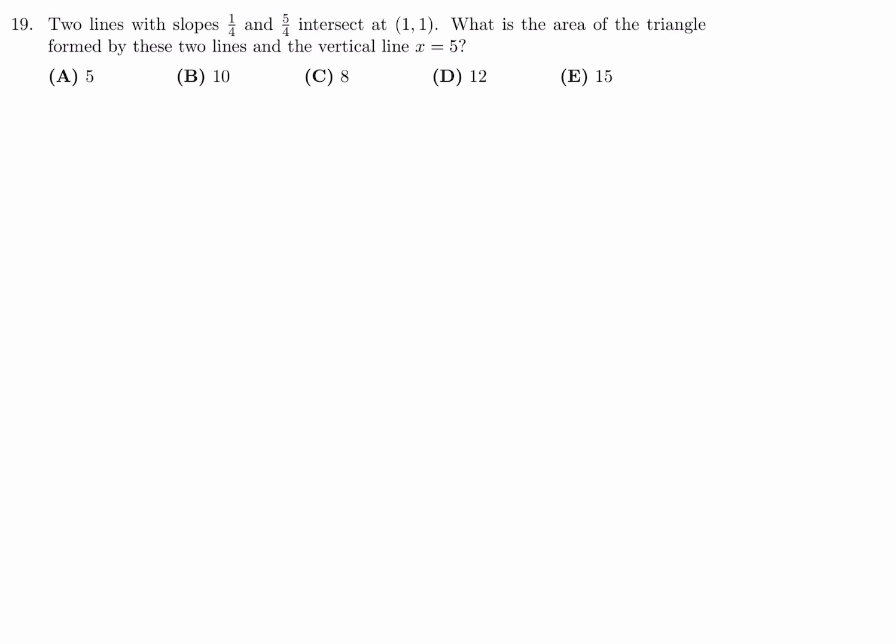Two lines with slopes 1/4 and 5/4 intersect at (1, 1). What is the area of the triangle formed by these two lines and the vertical line x equals 5? Let's draw a basic graph and see what we get.